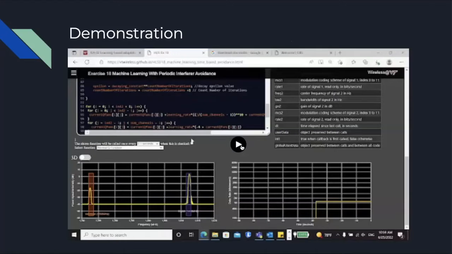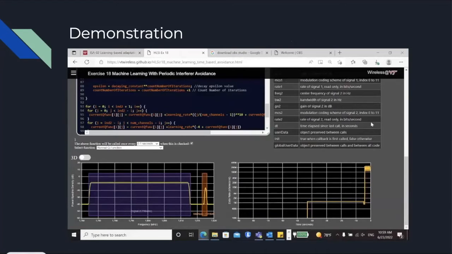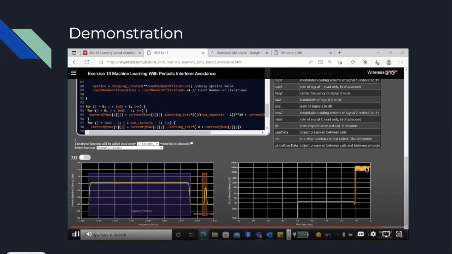Here you can see that once it learns the optimal behavior for avoiding the interfering signal, and here it looks at the periodic movement of the interfering signal, it starts changing the center frequency of our carrier wave and maximizing its bandwidth to get the data rate to the highest possible point.